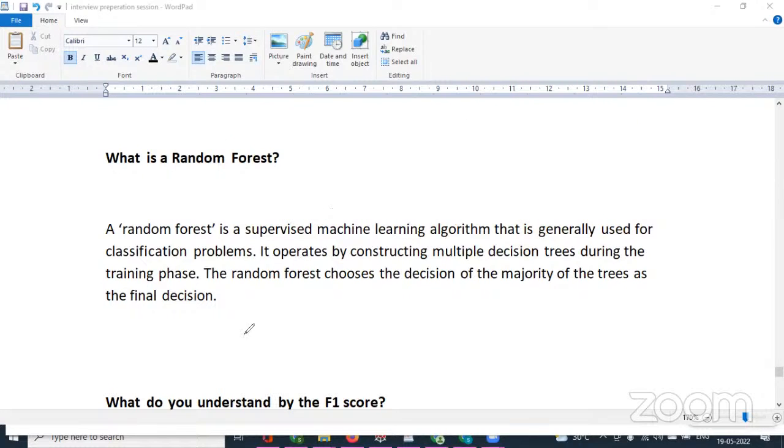The very next question is, what do you understand by the F1 score? What do you understand by the F1 score? And we have a formula for this. Please try to comment that formula as well. F1 score formula.